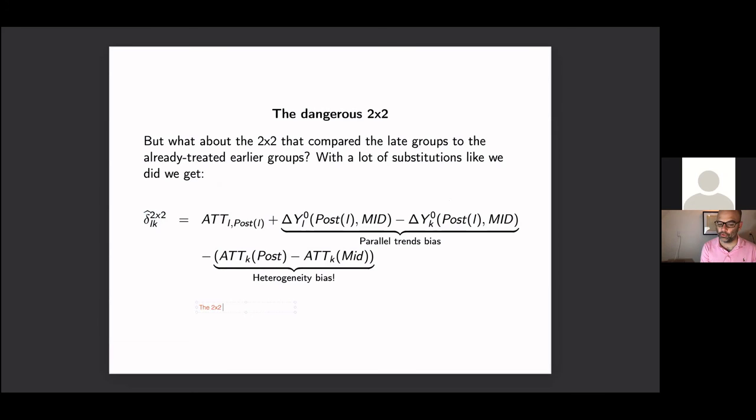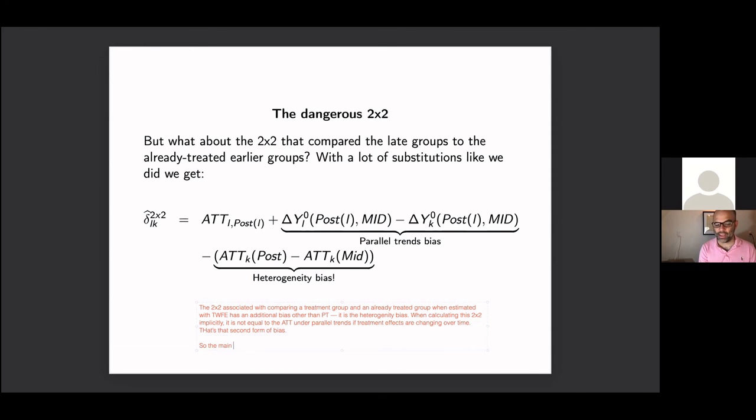The 2x2 associated with comparing a treatment group and an already treated group, when estimated with two-way fixed effects, has an additional bias other than parallel trends. It is the heterogeneity bias, right? When calculating this 2x2 implicitly, it is not equal to the ATT under parallel trends if treatment effects are changing over time. That's that second form of bias, right?